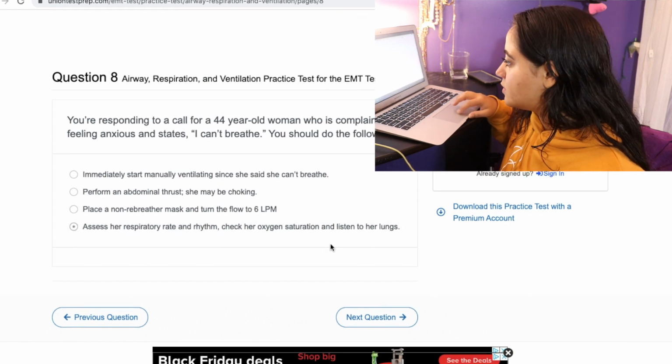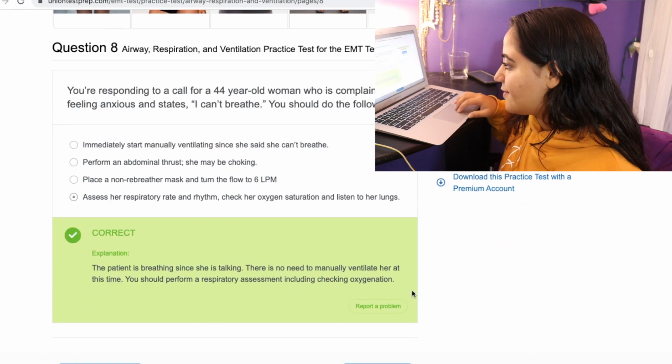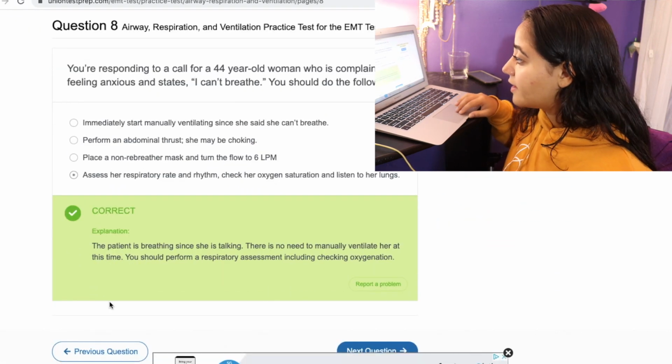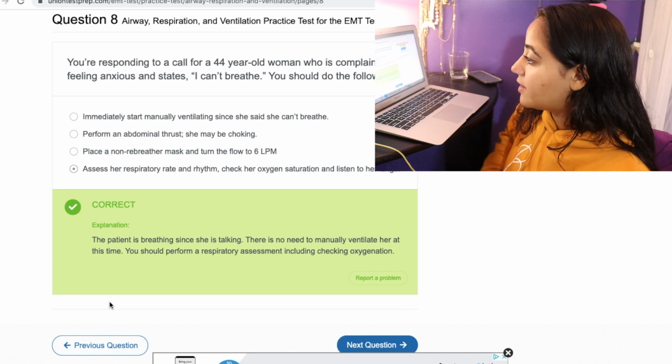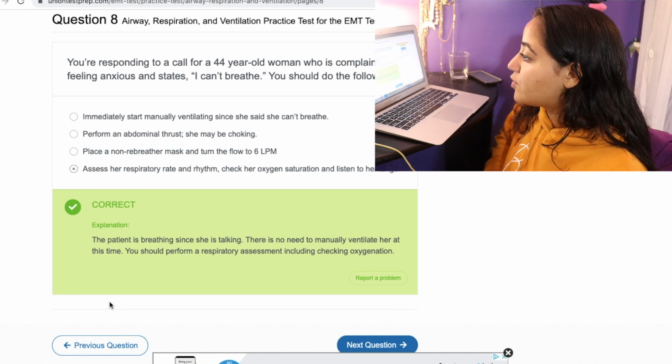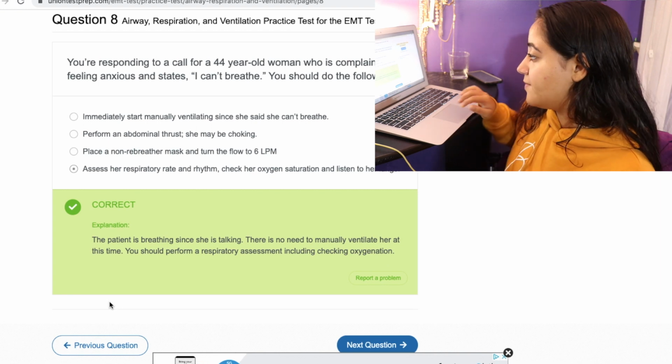Is it gonna go? Yes. The patient is breathing since she is talking. There is no need to manually ventilate her at this time. You should perform a respiratory assessment, including checking oxygenation. Okay.